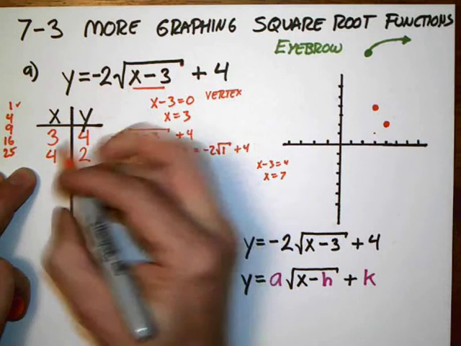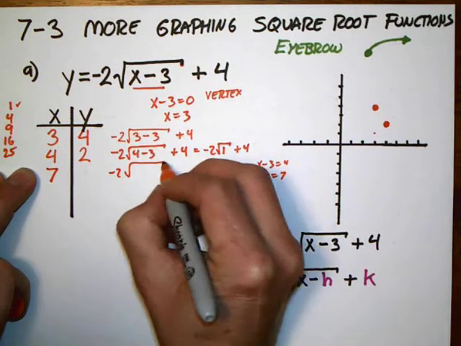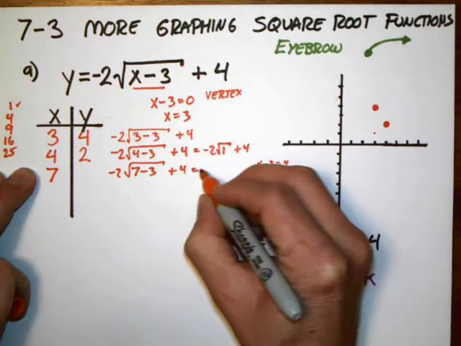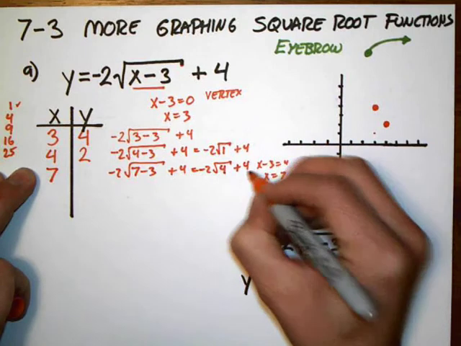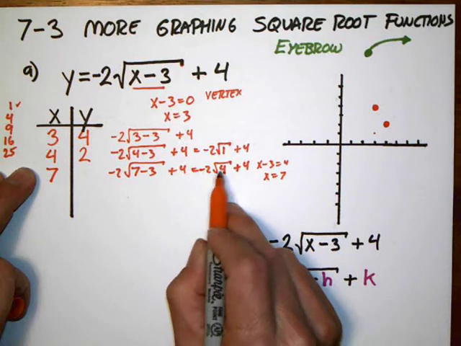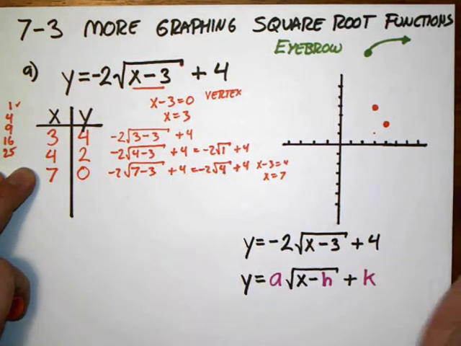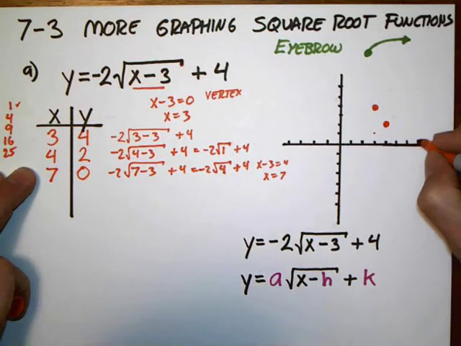When x is 7, I'm going to get minus 2 times the square root of 7 minus 3, plus 4. So that's minus 2 times the square root of 7 minus 3, which is 4. So negative 2 times the square root of 4. The square root of 4 is 2. So negative 2 times 2 is negative 4, plus 4. Grand total 0. So 1, 2, 3, 4, 5, 6, 7, 0.